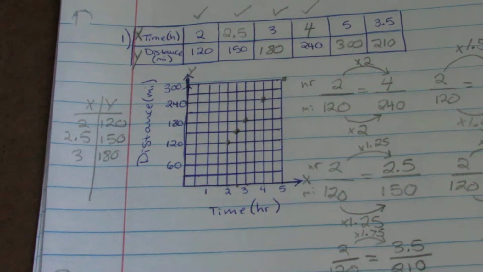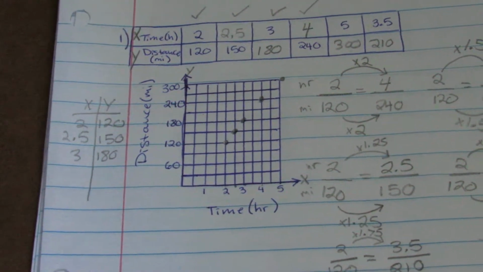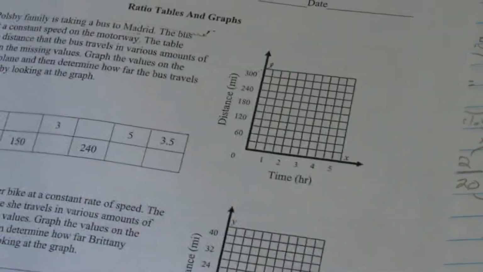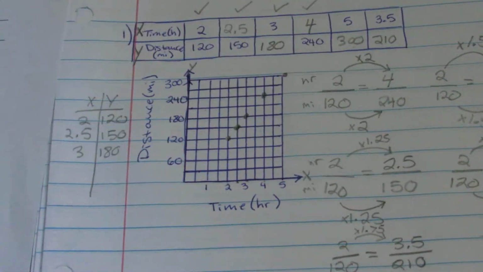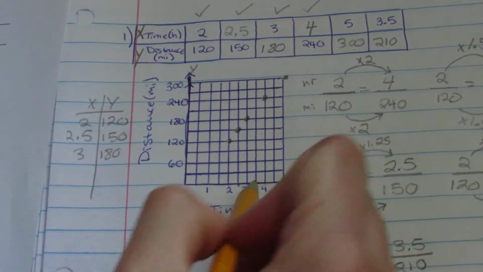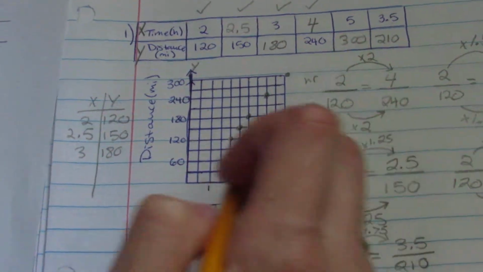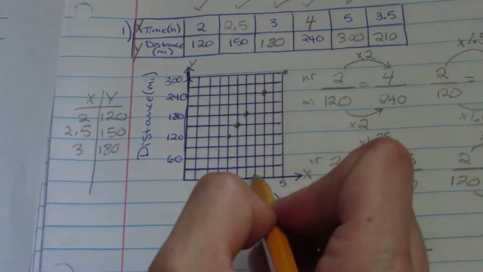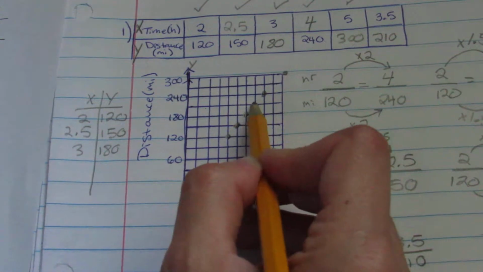Good so far? Awesome. Now, 3.5 should have said 4.5, because remember what we're solving for. It's curious to know how much they traveled in 4.5 hours. But that is okay if you guys got it so far, then that's fine. It was a typo. If you do 3.5, I'll take that. So 3.5, I'm going to go all the way up to 210. And that is between 180 and 240.